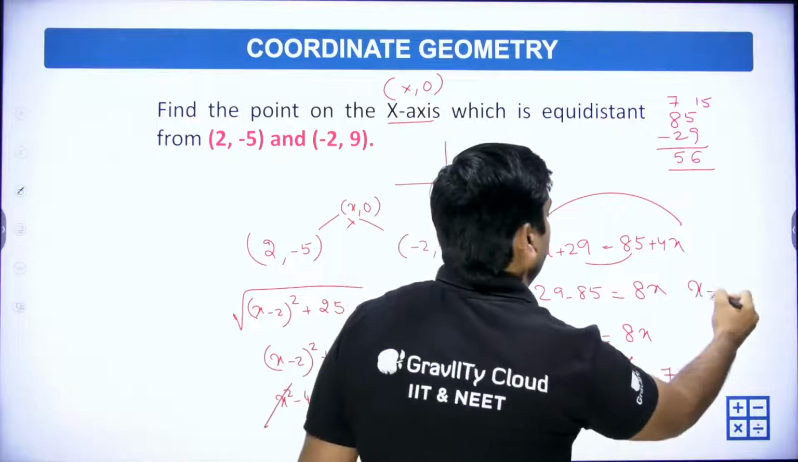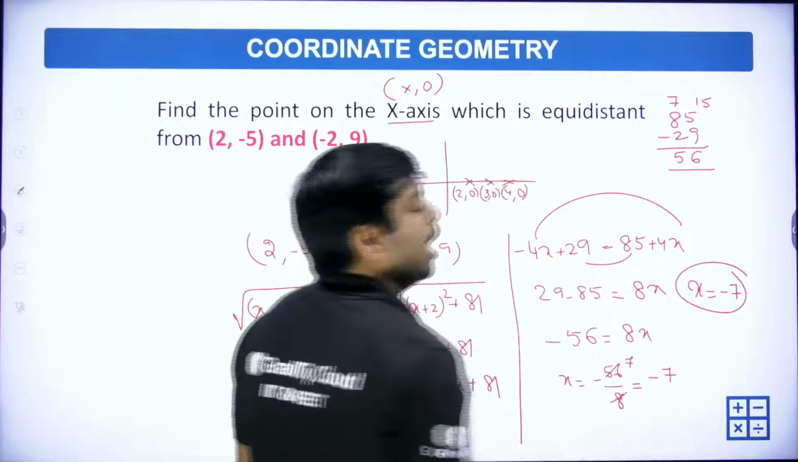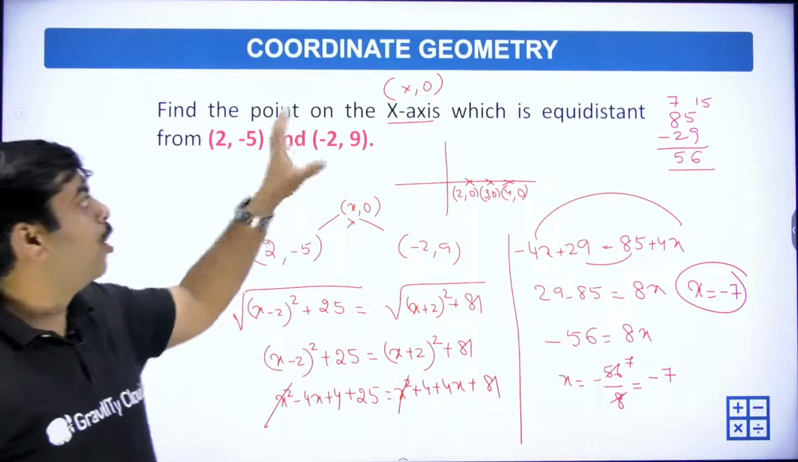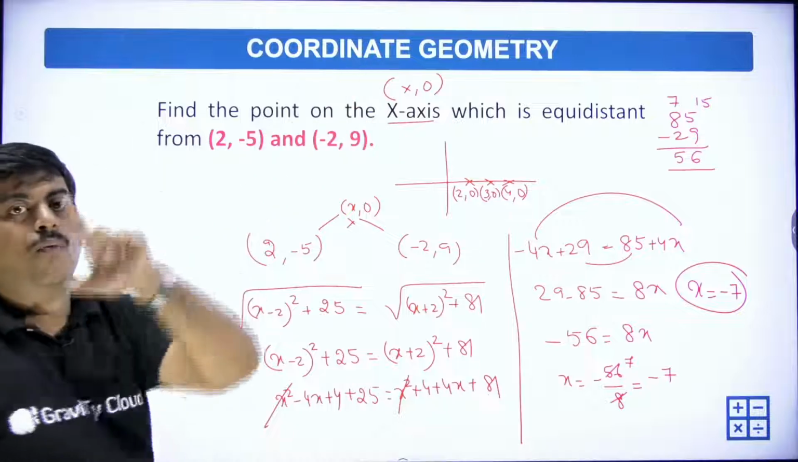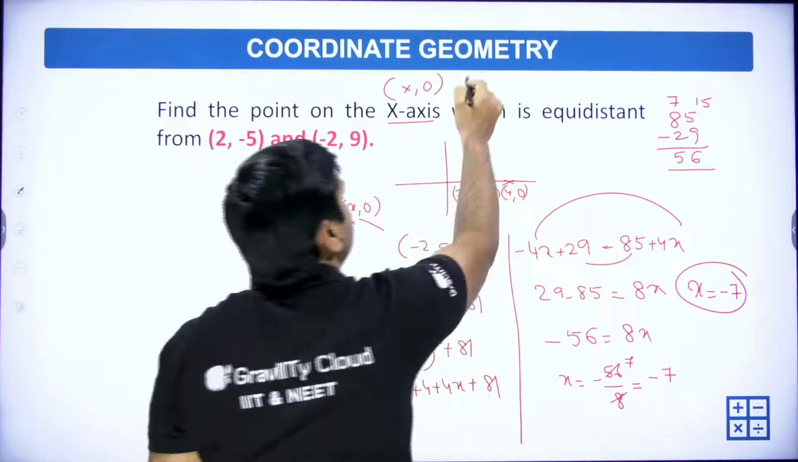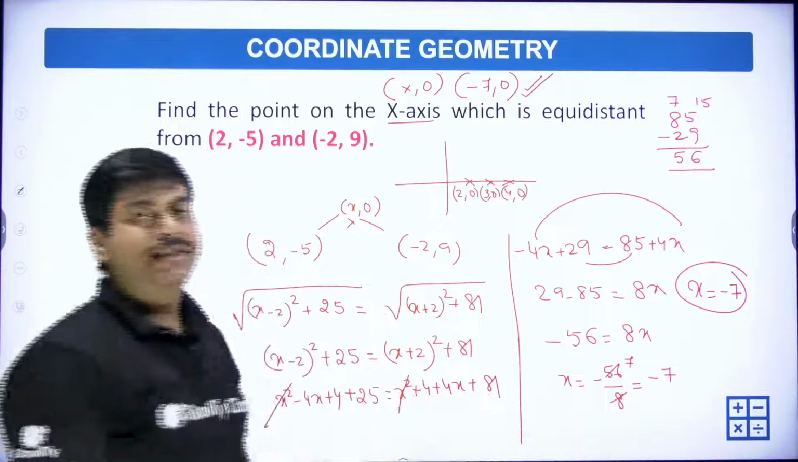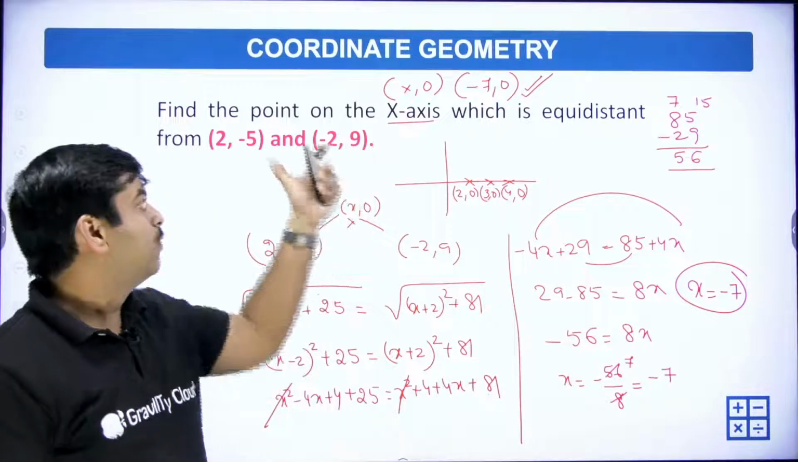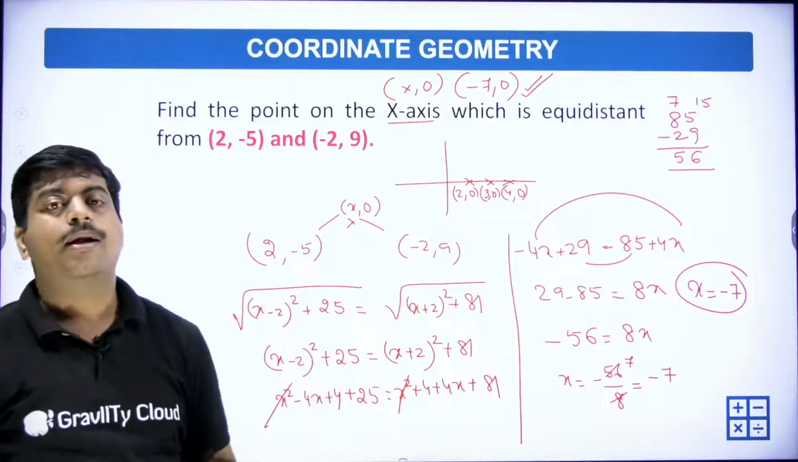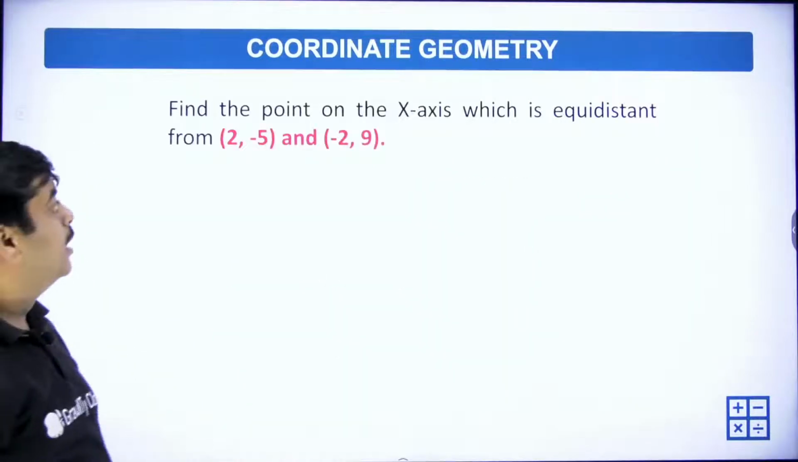So the value of x we got is -7, and as x is not the distance but a coordinate of a point, what is that point? That point is (-7, 0). (-7, 0) is a point on the x-axis which is equidistant from both the points. Clear? So I hope you understood this lecture very well, and we have one more question that you can try yourself.